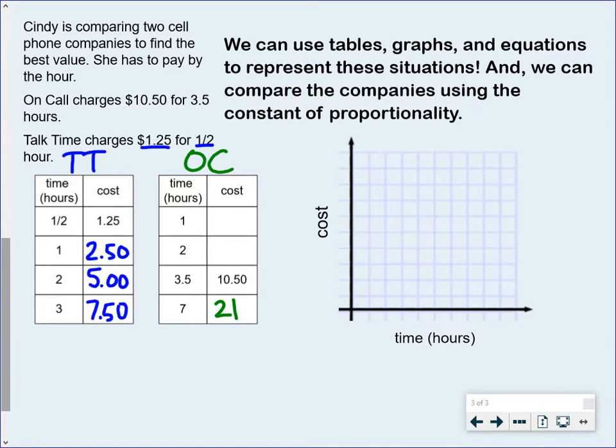And so then I thought of scaling down to get to 1 hour. 7 hours, to get to an equal number of 1 hour groups, I would divide it by 7. 7 divided by 7 is 1. Maintain equality by doing the same thing here. 21 divided by 7 is 3. Because that is going in the cost column.